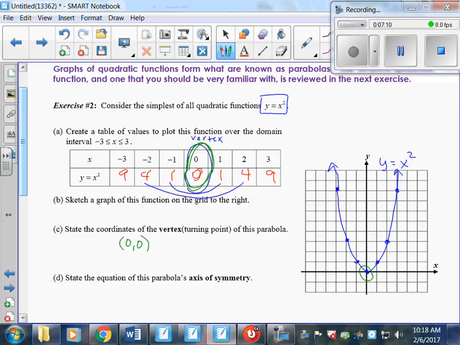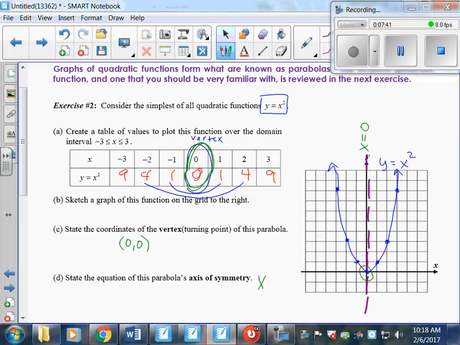Okay, and we're moving on. State the equation of the axis of symmetry. The axis of symmetry is going to be this line that sits right here, right through the middle of the parabola. In other words, if I could fold it one on top of the other, I would have that line. And the equation of an axis of symmetry is always going to be x equals a number. And in this case, x equals 0, because it crosses the x-axis at 0.